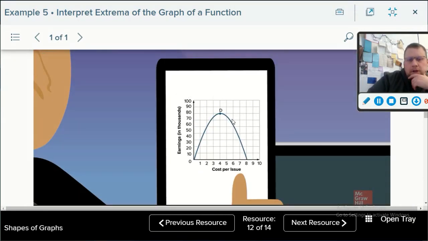Okay, I zoomed in a little bit so we could look at this graph. Notice what's happening here. He has a graph of earnings in thousands over cost per issue, and it's a parabola facing down. What we see is the earnings are increasing as you increase the price up until it hits $4. Then once you pass $4, there's a tipping point. People are like, no, it's a little too expensive.